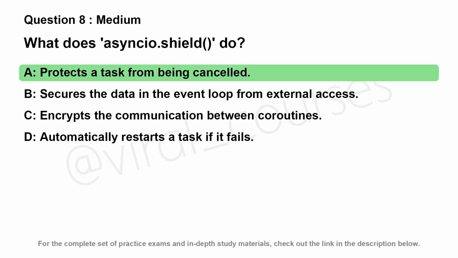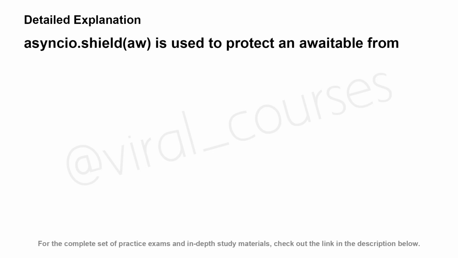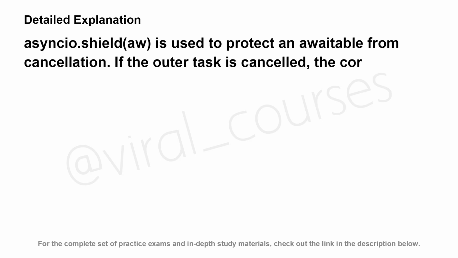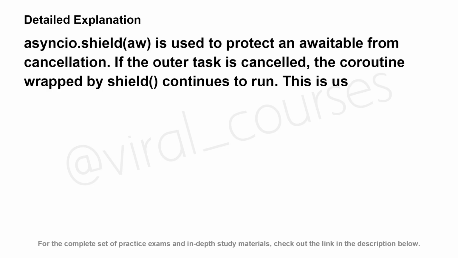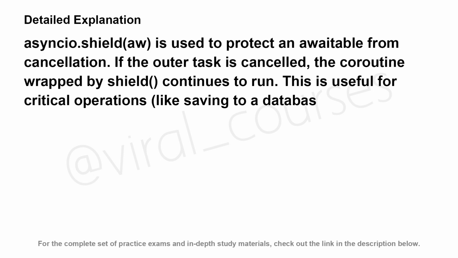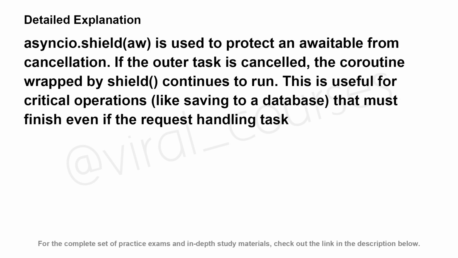The correct answer is A. Asyncio.shield is used to protect an awaitable from cancellation. If the outer task is cancelled, the coroutine wrapped by shield continues to run. This is useful for critical operations, like saving to a database, that must finish even if the request handling task is timed out or stopped.